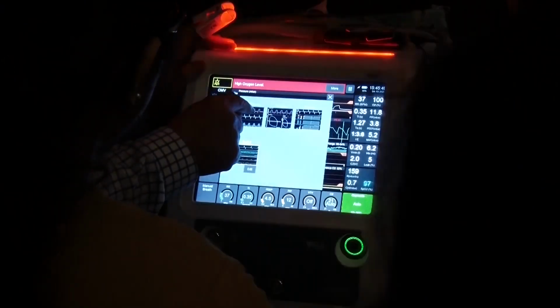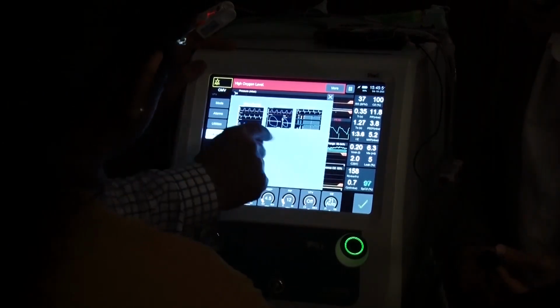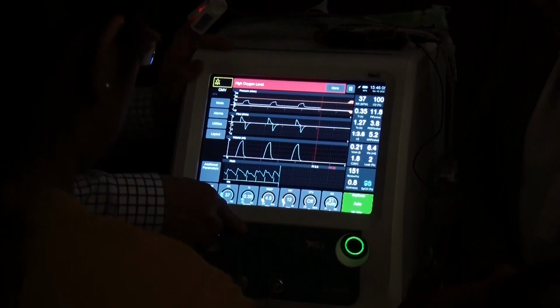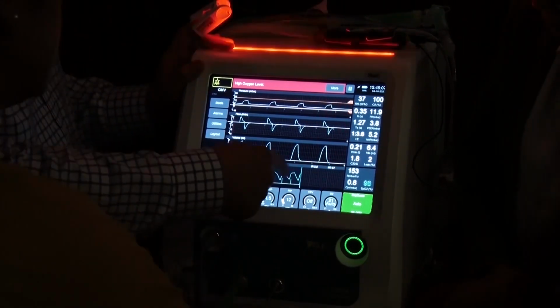And you can tell me what else to do. You can go back to this way. And this is a traditional one. Then you can add an oxygen, which I think is quite useful. But you can't see the FiO2 change here.